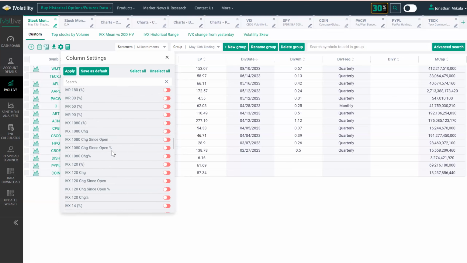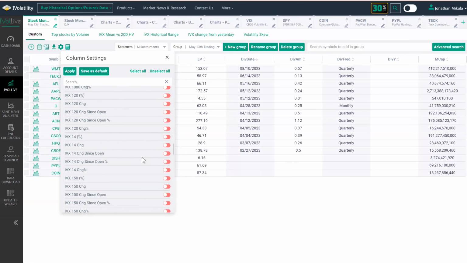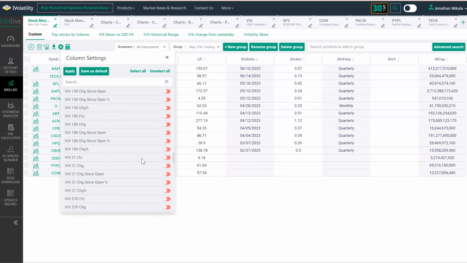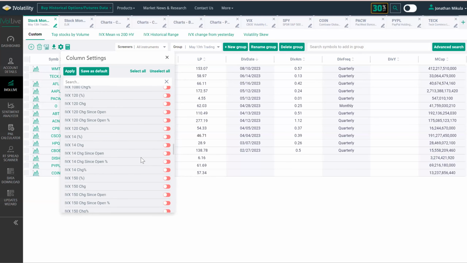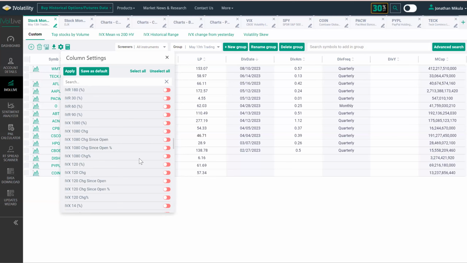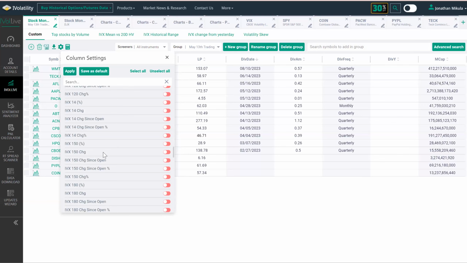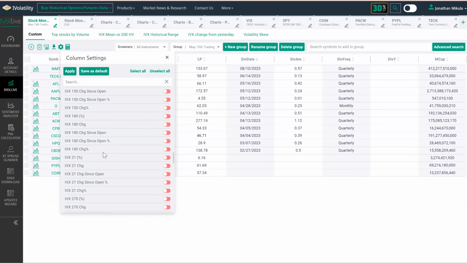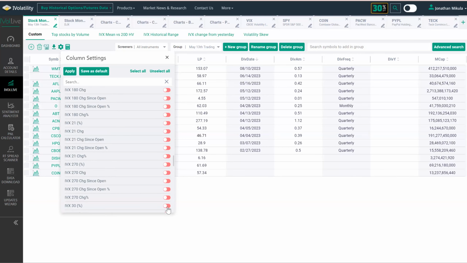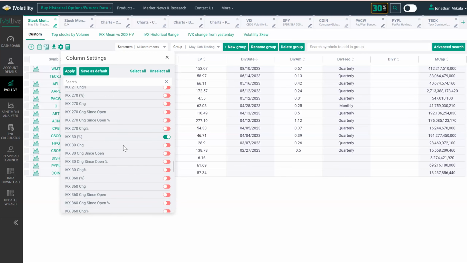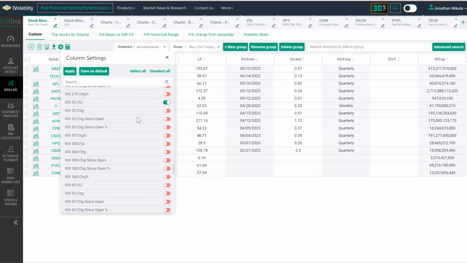Now we need our IVX. Again, my favorite is the IVX 30. So let me get to that. And again, if you're a short-term trader, you could do 14, you could do 7. It just depends on what you're most interested in. For me, I like IVX 30, but we are named IVolLive, as I mentioned.